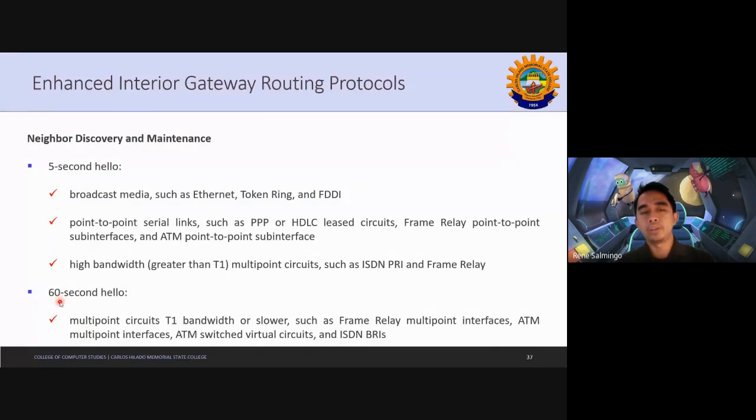And there is also a 60-second hello, for multi-point circuits or T1 bandwidth. These use Frame Relay multi-point interfaces, and these interfaces have switched virtual circuits or ISDN BRIs.